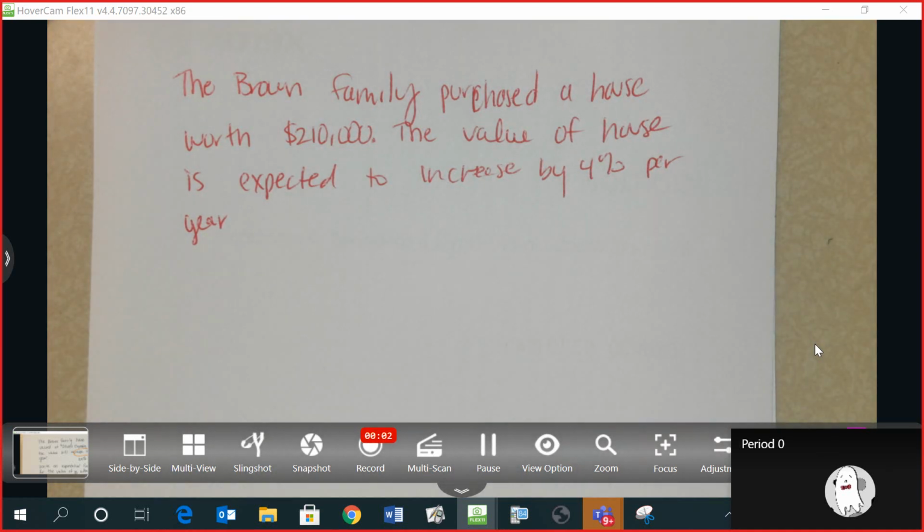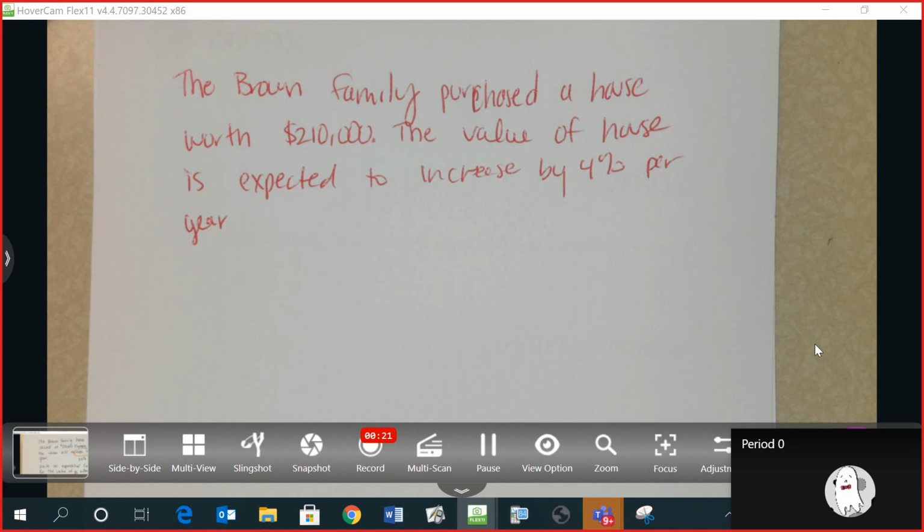The Brown family purchased the house worth $210,000. The value of the house is expected to increase by 4% per year. Remember, my suggestion for word problems is always read it once, then the second time try to figure out what is the question and what information can I pull from the actual content.